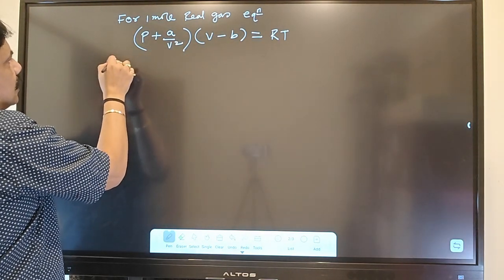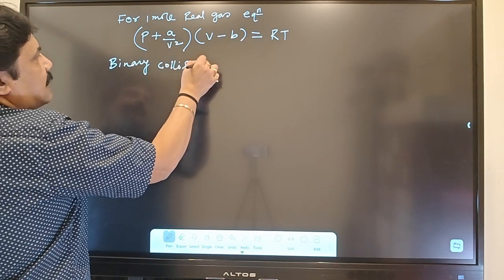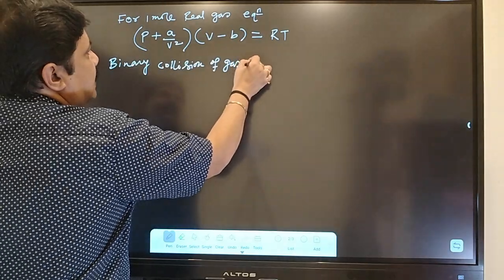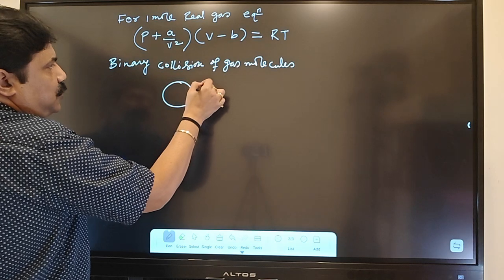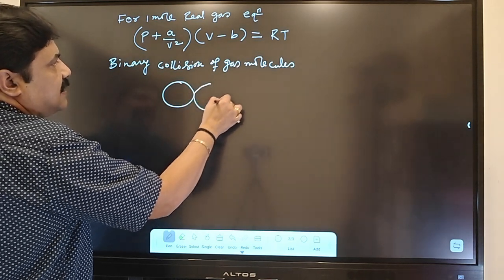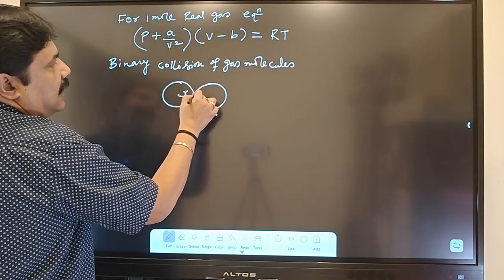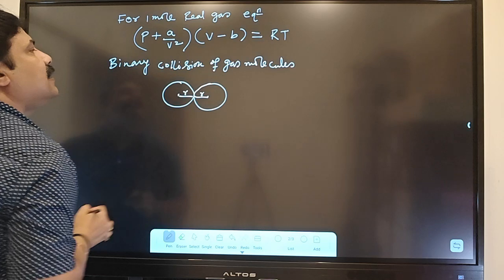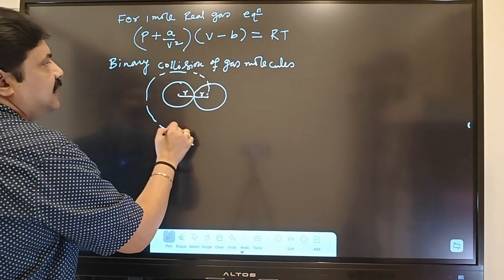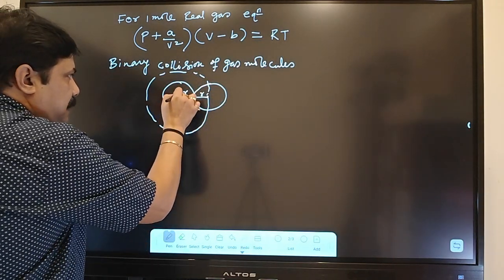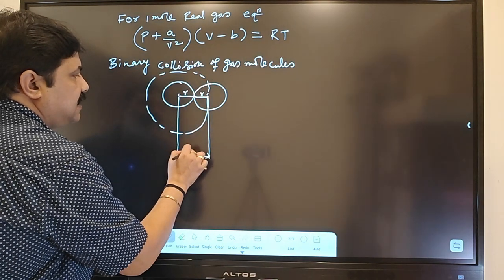So if you think about binary collisions of gas molecules, then what will be the situation? The two gas molecules can't penetrate each other, they can just touch each other. These are the two gas molecules. This is the radius of one molecule, R, and the radius of the other molecule is also R. Now look at the area I am drawing very carefully. This distance is nothing but 2R.